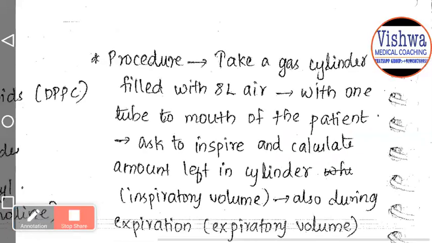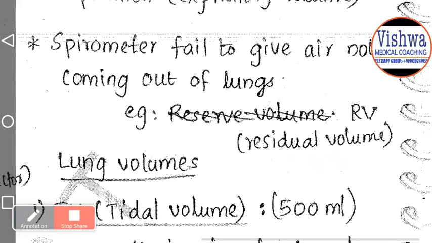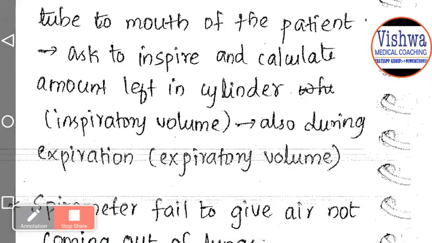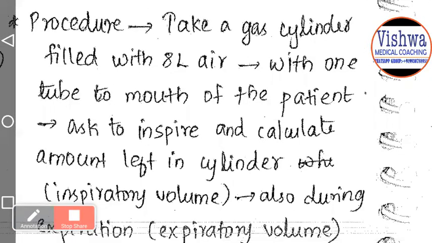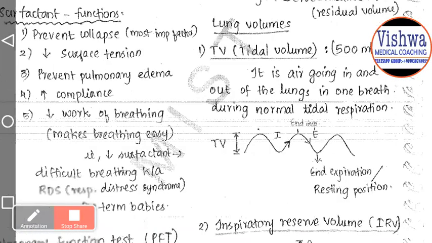The procedure is not important. Spirometer. What is a spirometer? To measure the lung volumes and capacities, we have the spirometer. What do they exactly do in a spirometer? Was a diagram given here? No, it was not given. Let me do the diagram.